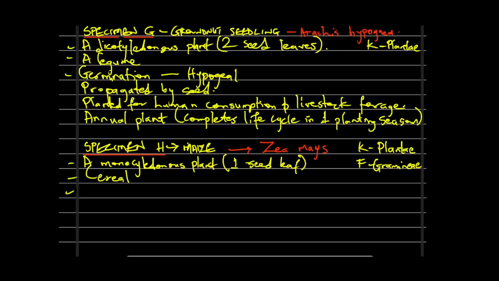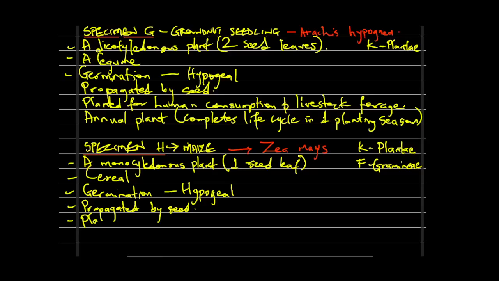Also, we said that its germination is hypogeal in nature. Yes, it has hypogeal germination. It is also propagated by seed as well. Now, it is also planted for human consumption as well as for poultry. It is a grain, so it can be fed to some animals like the birds. Yes, it is also an annual crop.